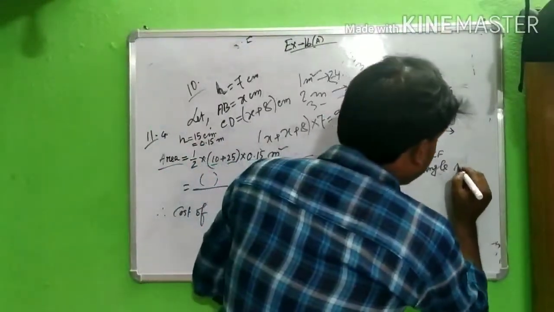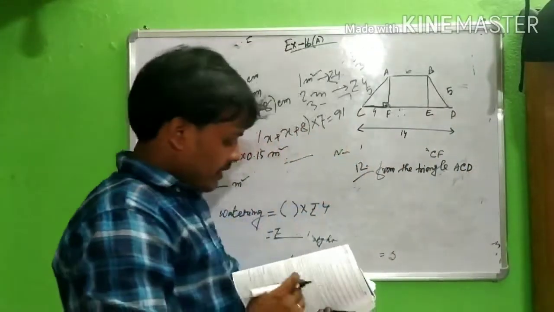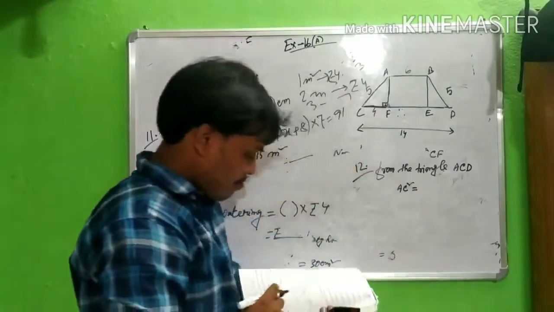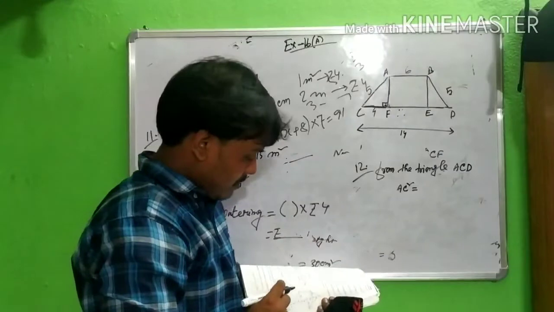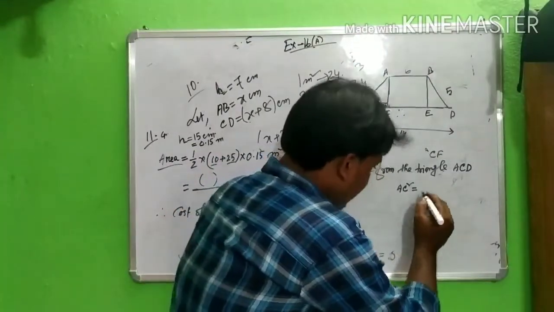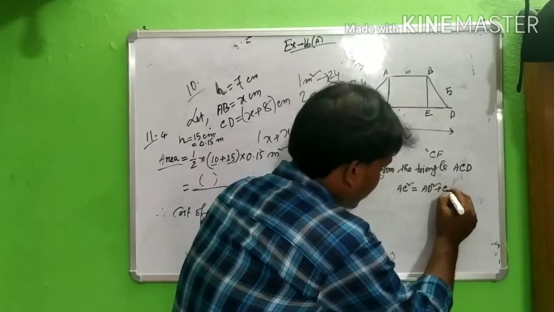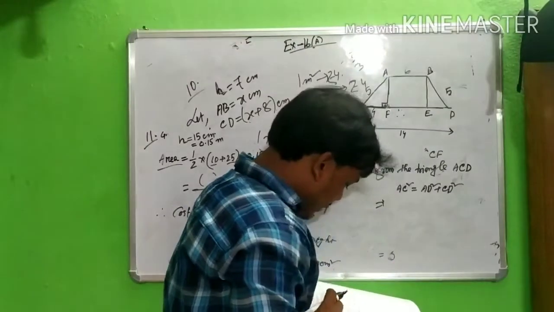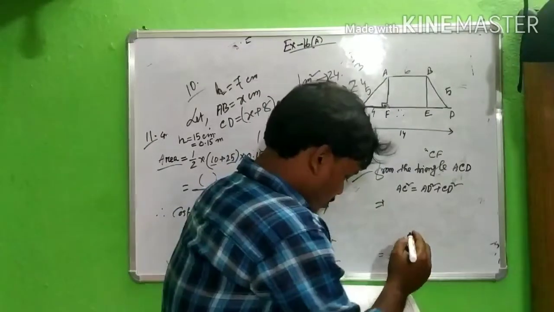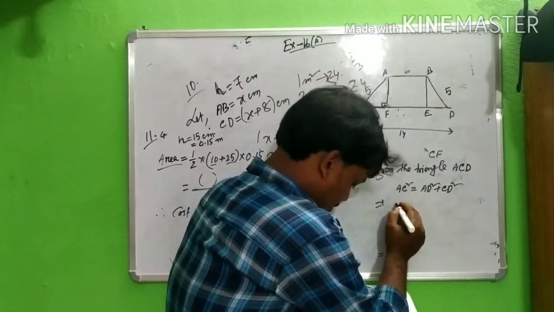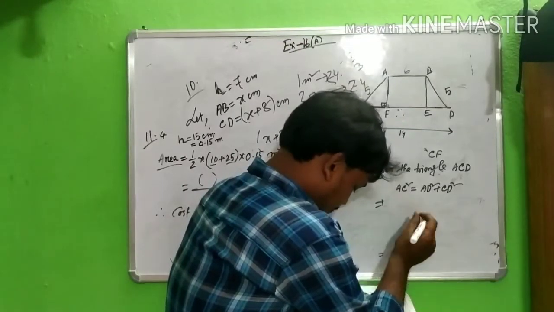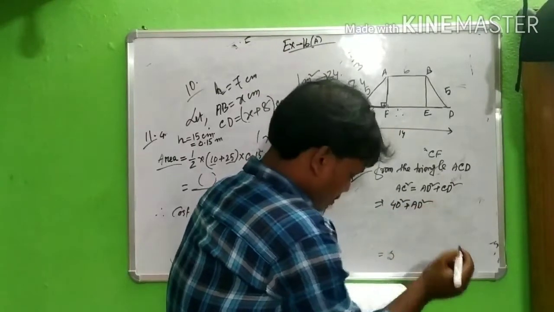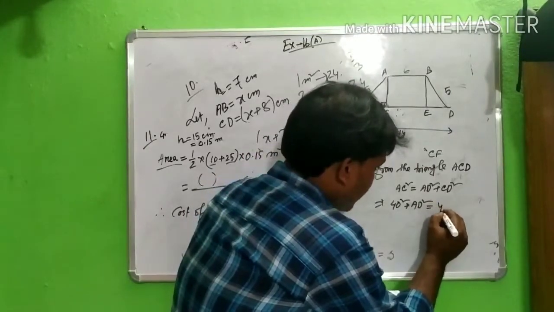So from the triangle ACD, the hypotenuse AC square equals AD square plus CD square. So we write this value on this side. The value of CD is 40, not 41, 40. So 40 square plus AD square equals 41 square.